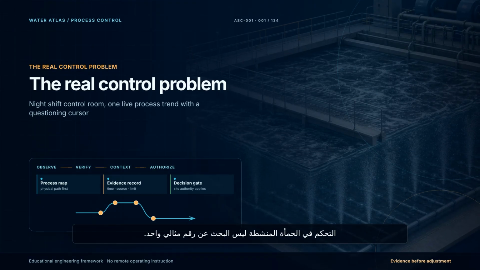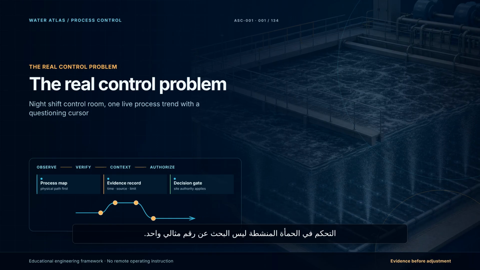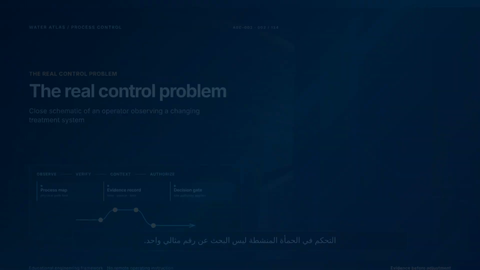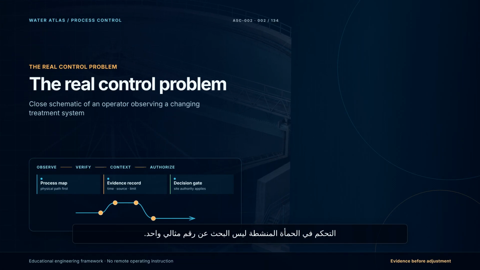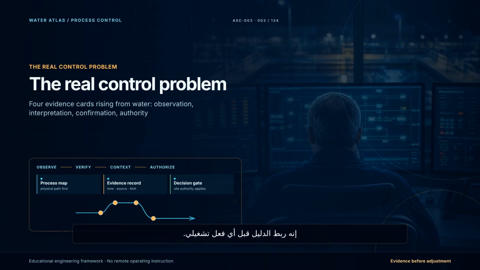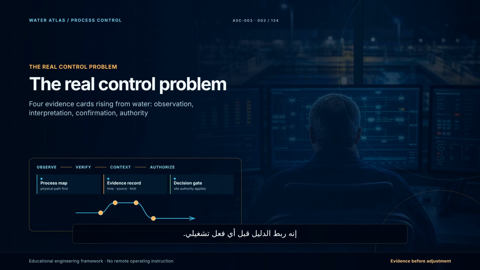Activated sludge is often described as a biological treatment process. That is true, but it is incomplete. In a working plant, the real challenge is not to memorize a single number. The challenge is to see a changing system, distinguish a useful signal from noise, and decide what must be checked before anyone changes a control setting. This episode follows that diagnostic chain.